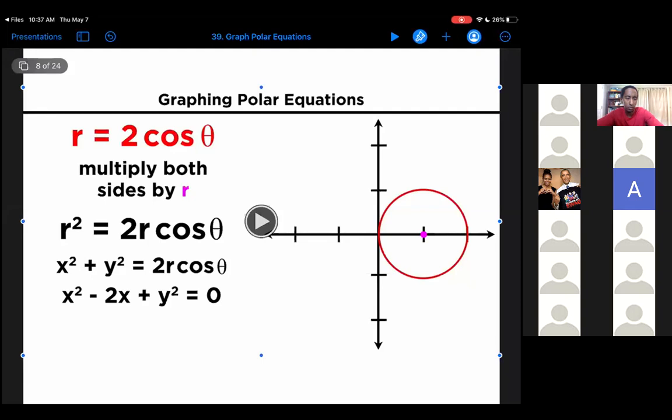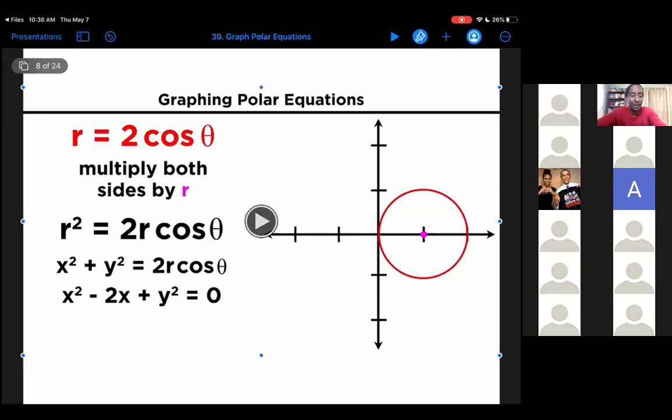Where's this x squared? Hold on. Where's the 2x right here? Did something erase? Because I see a 2x. He said that the r cosine of theta would become x. Okay, gotcha. I was like, that's not here.